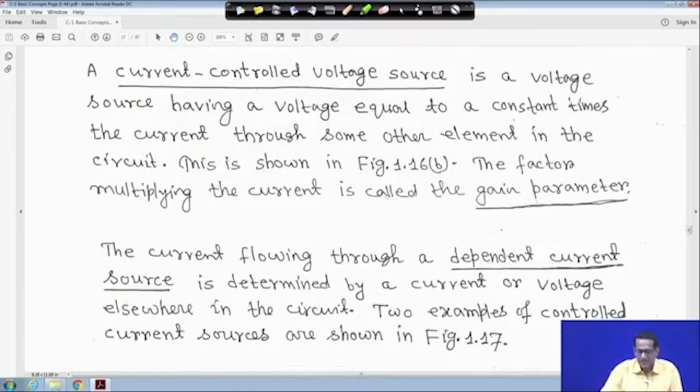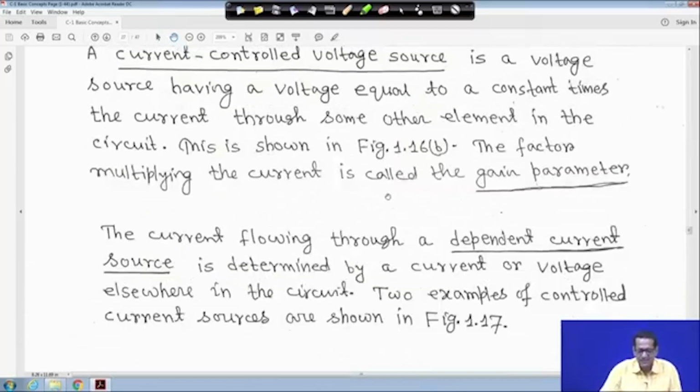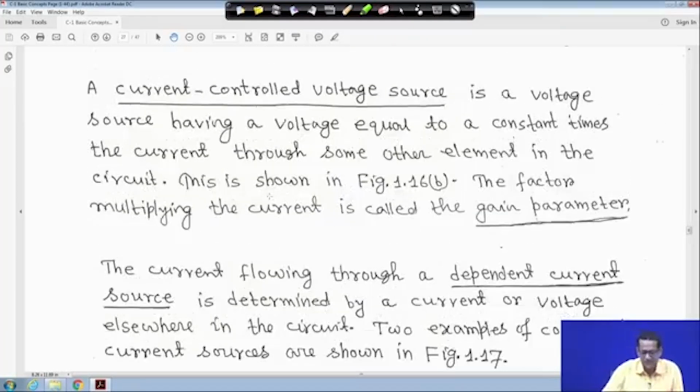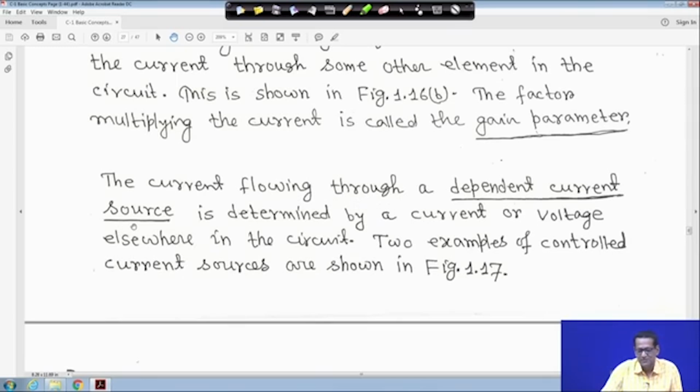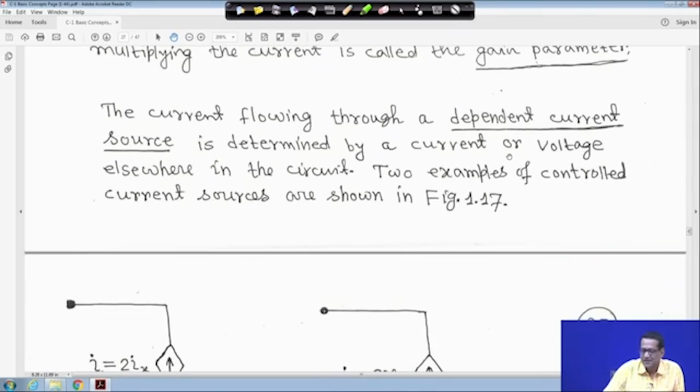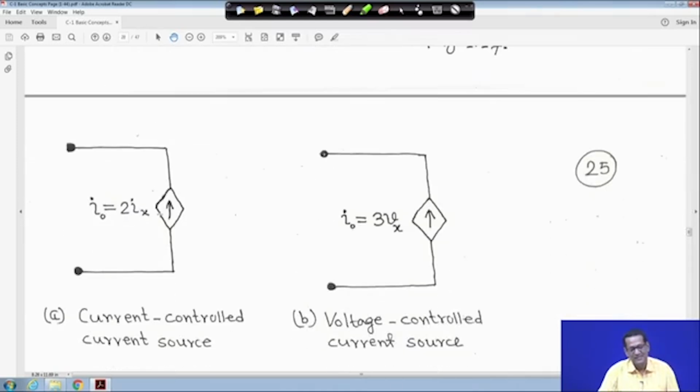So now next is what we call a voltage source. Now, the current flowing through a dependent current source is determined by a current or voltage elsewhere in the circuit. For example, this is a current controlled current source. So this is a dependent current source. This is I0 equal to, say, 2 into Ix.